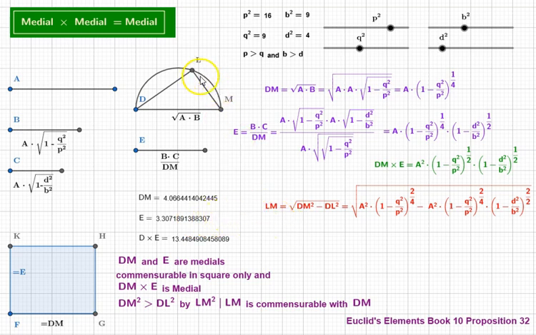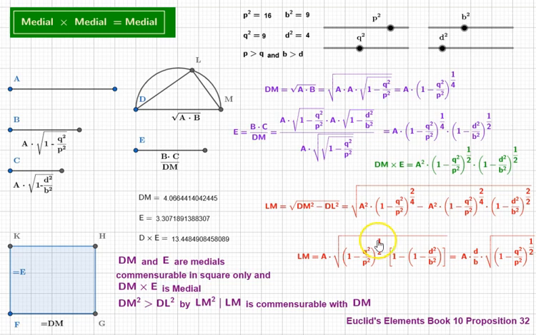Now here, LM is equal to square root of DM square minus DL square, which is equal to square root of DM square. So square of this will be what? A square times the square of this. Square of this will be 2 by 4, minus square of DL, that is E. So A square times (1 minus q square by p square) to the power of 2 by 4, minus A square times (1 minus d square by b square) to the power of 2 by 2.